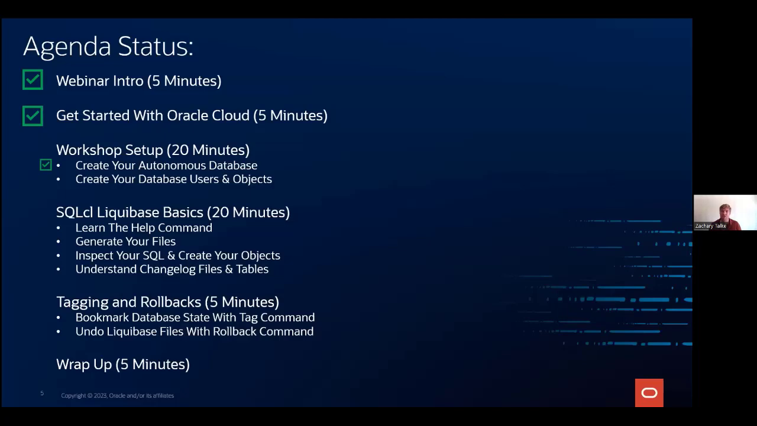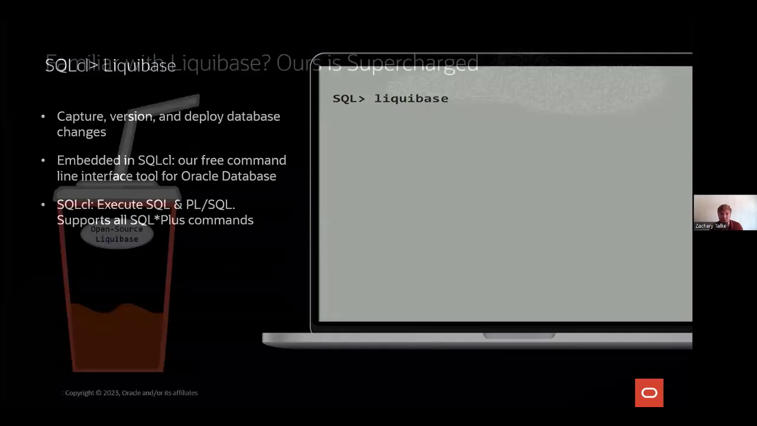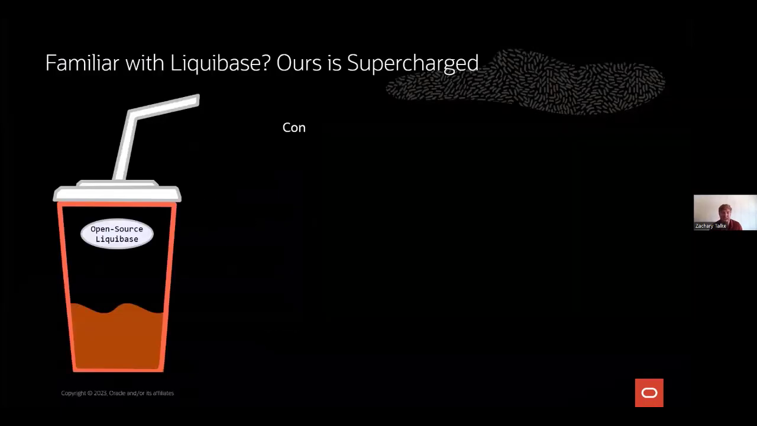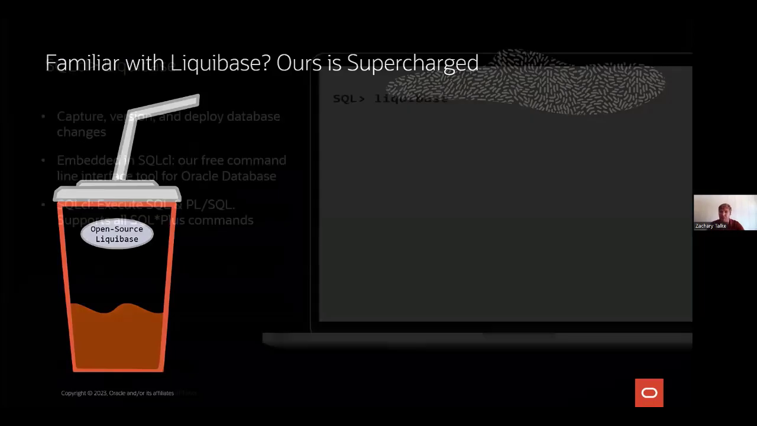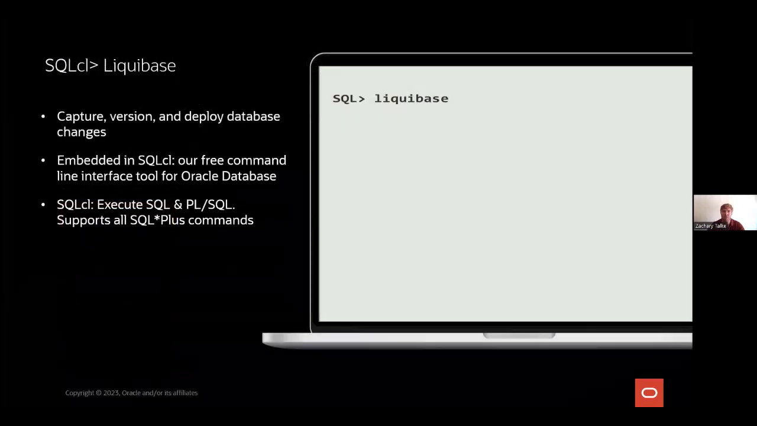So to just give you a little bit more of a high-level overview of how SQLcl Liquibase works. So basically, the Liquibase functionality of SQLcl allows you to capture, version, and deploy your database changes. It's embedded in SQLcl, which is our free command line interface tool for working with the Oracle database. And with SQLcl, it allows you to execute SQL and PL SQL, and it also supports all SQL plus commands.